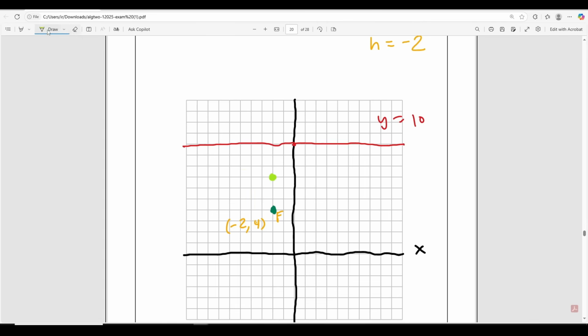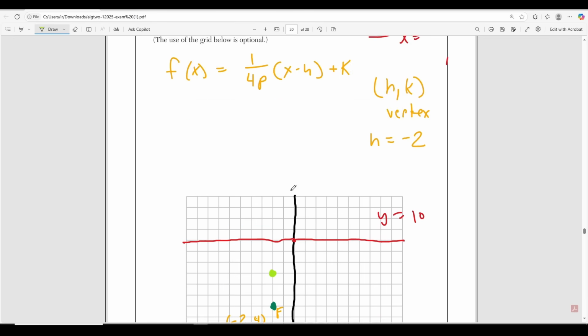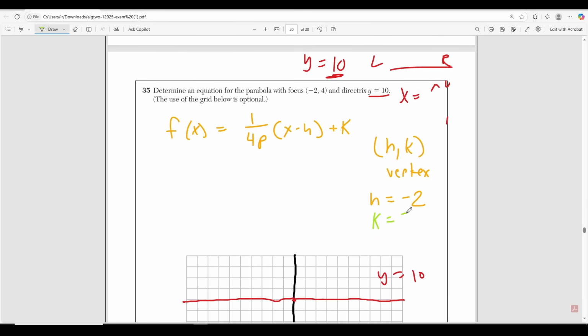So that means that the height of my vertex has to be 1, 2, 3, 4, 5, 6, 7. It has to be 7, okay? So k has to equal 7. Now if I plug this into my formula, my f of x has to equal 1 over 4p times x plus 2 plus 7.